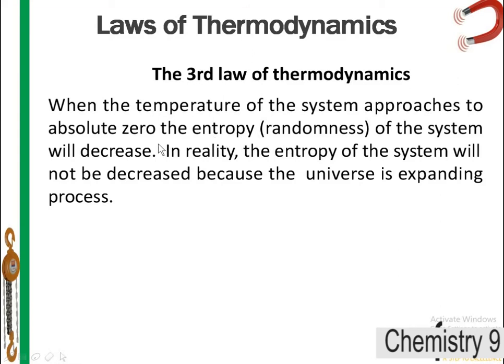So at minus 273.15 degrees Celsius, essentially what we're saying is that in a system, everything literally comes to a standstill. In other words, everything stops. Entropy decreases. There's less randomness. There's less movement. Now, in reality, the entropy of a system will not be decreased.